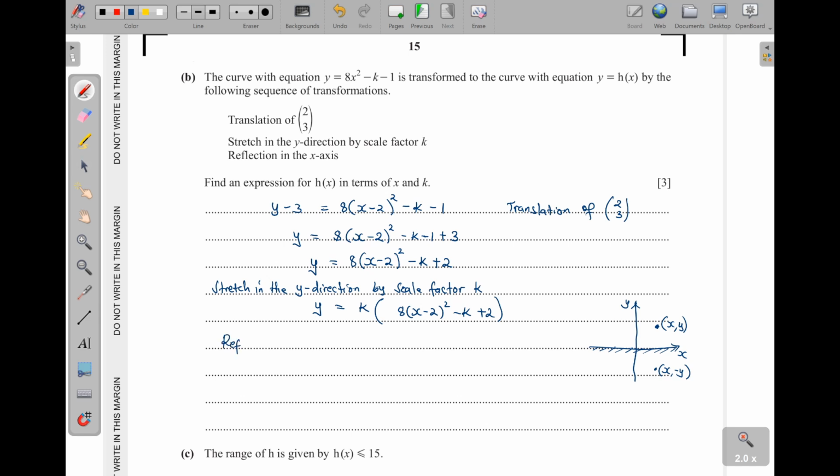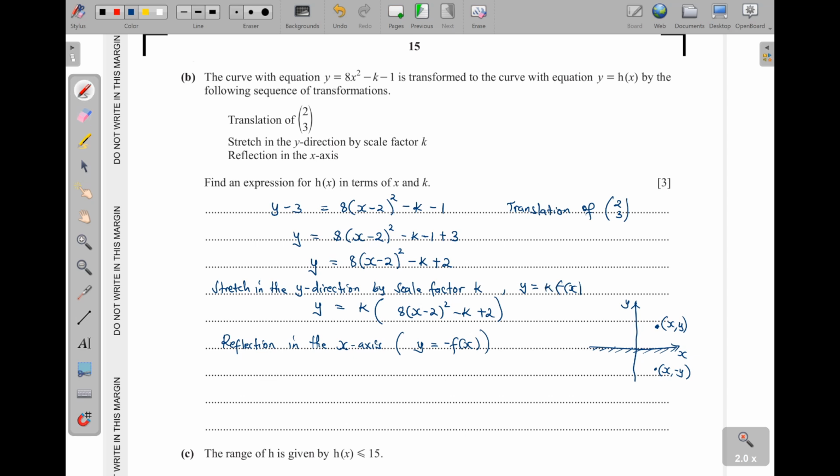Now, reflection in the x-axis. So here we say y is now equal to negative f of x. The negative of that, because y has changed the sign. And then here it is y equal to a f of x. You see, we are multiplying all through by that a. Actually, I'm going to write it as a k because the scale factor is given as k. So that is k there.